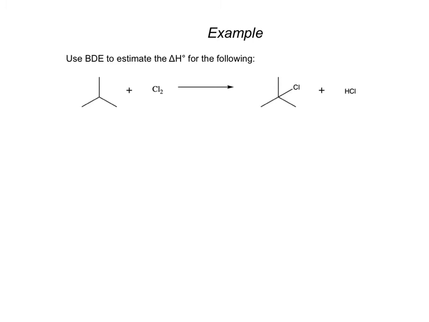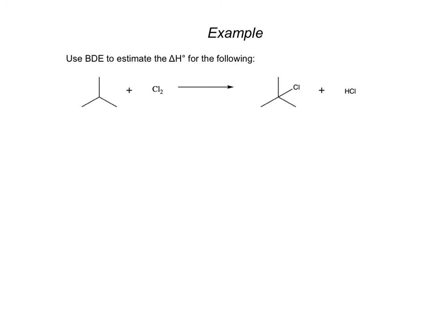It's reacting with chlorine, right? Forming a 2-chloro-2-methylpropane and then HCl. So now I would suggest that you look into the book to actually get those bond dissociation energies, because in my slide I don't have all of them that you actually need to calculate this. But just as a note, you should consult the book, okay?